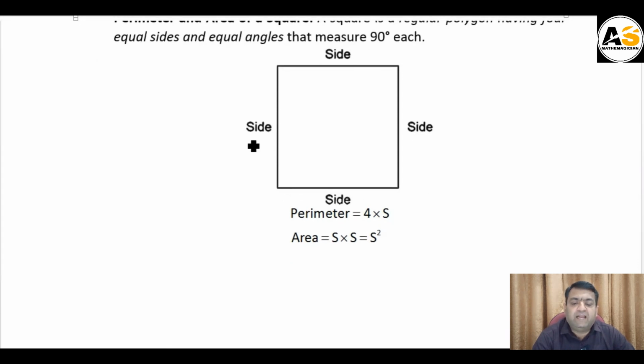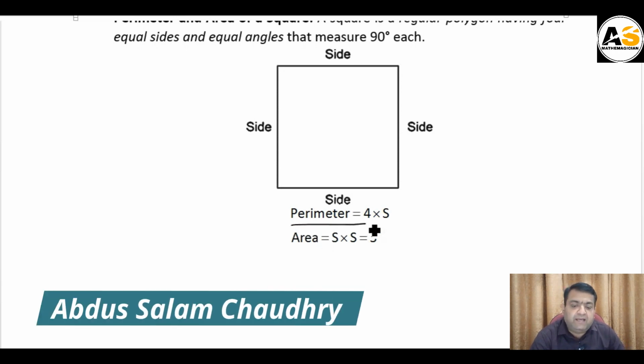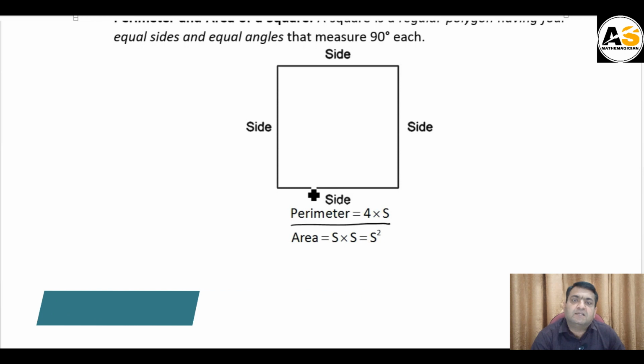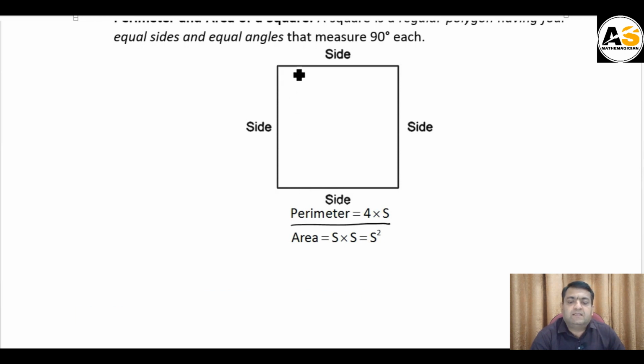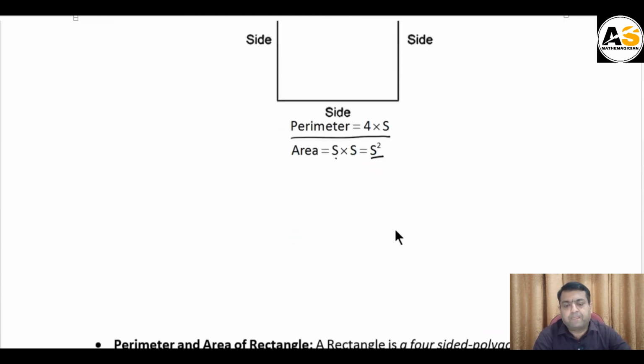So what will be its perimeter? Suppose its sides have length s. Its perimeter will be s plus s plus s plus s. This is distance s, this is s, this is s and this is s, and hence its perimeter will be 4s. And area of square is s square. Suppose a square has length 10 meter, then its area will be 10 squared, 100 meter square.